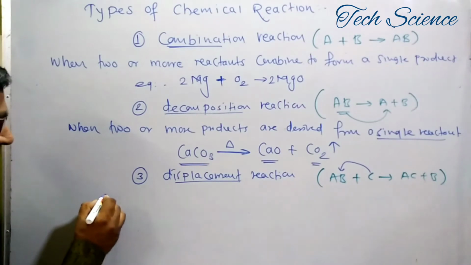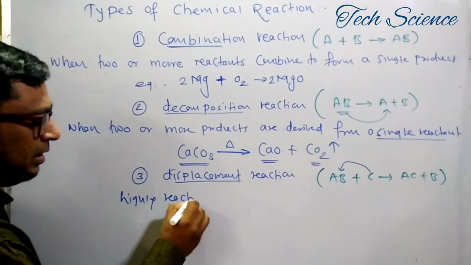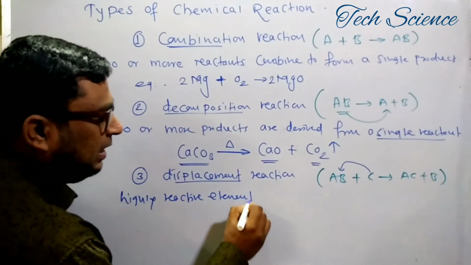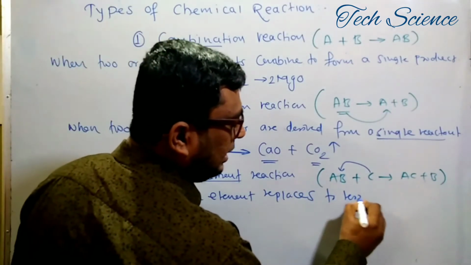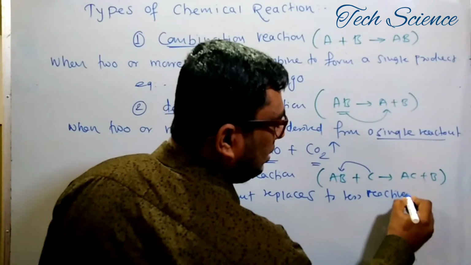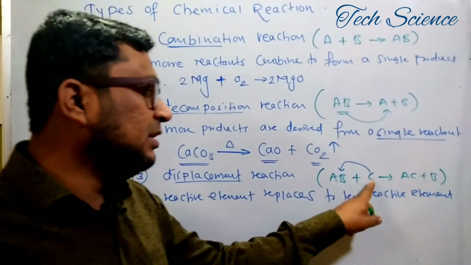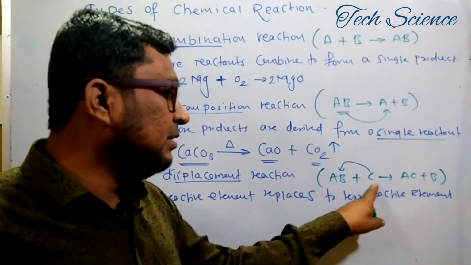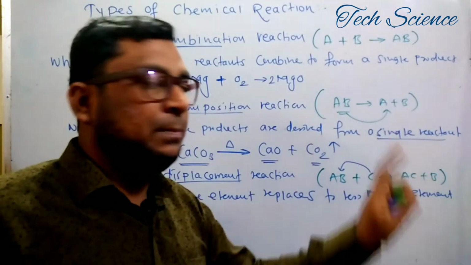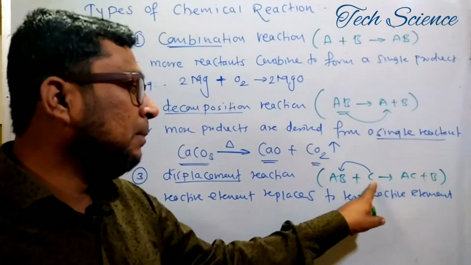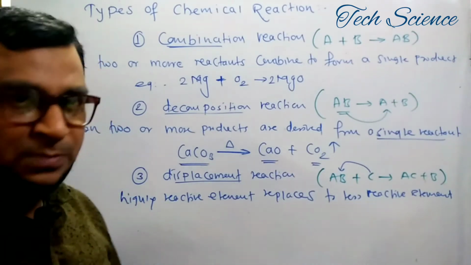In a chemical reaction, when a highly reactive element replaces a less reactive element from a compound, it forms its own ion. For example, C is more reactive than B. Then C replaces B and forms AC with A, and B gets separated. Why? Because B is less reactive. So C replaces B because C is more reactive as compared to B. This is the displacement reaction.